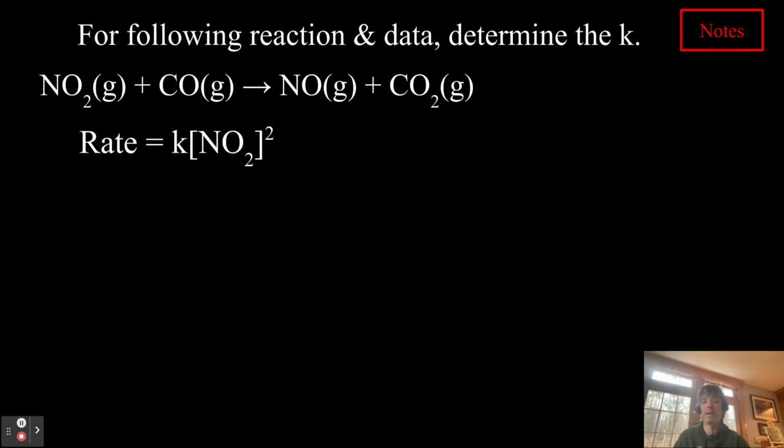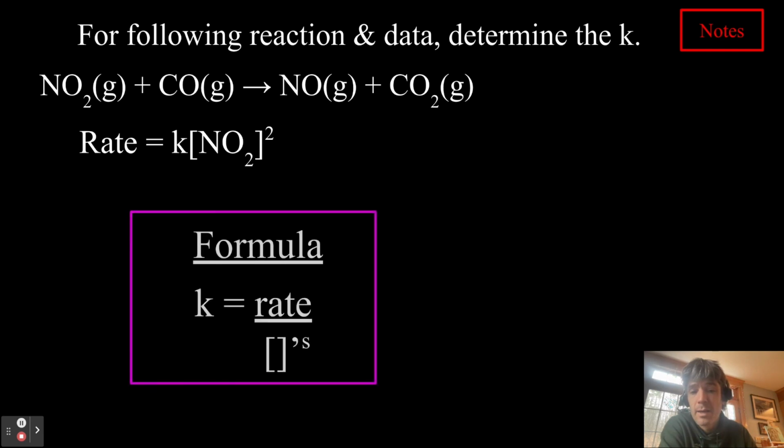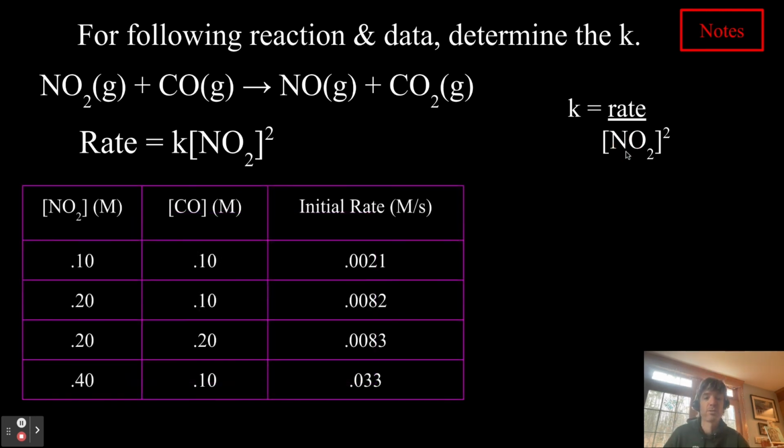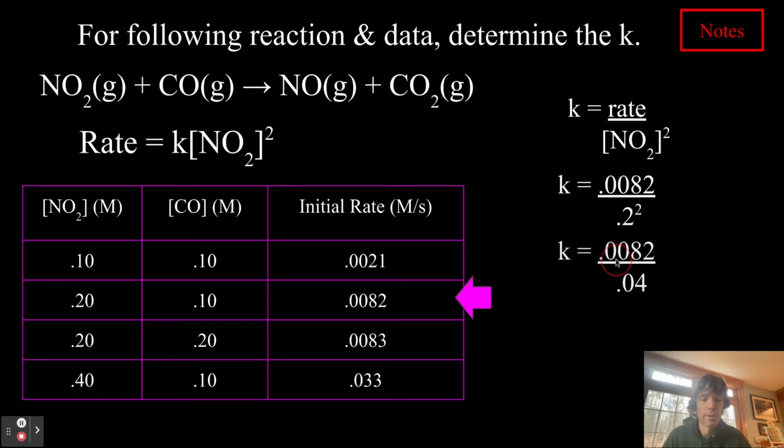This comes right out of Tro. And the solving for K, the formula is your rate from experimental data divided by your concentrations. It's going to depend upon your rate law. So for this one, it's just the rate divided by the concentration of nitrogen dioxide squared. So here's some data. I'm going to choose trial 2. I'm going to plug in. It wouldn't matter which trial you use, all right? Now I'm going to square it, and then I'm going to solve it. And that's my answer. So that's my K value for this particular reaction.